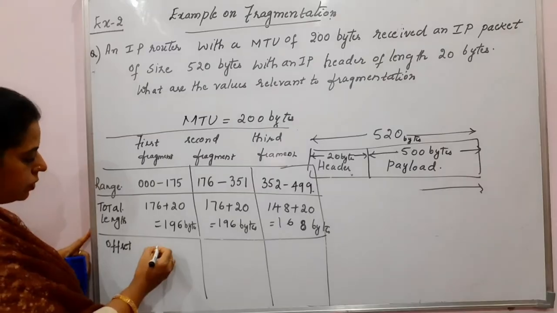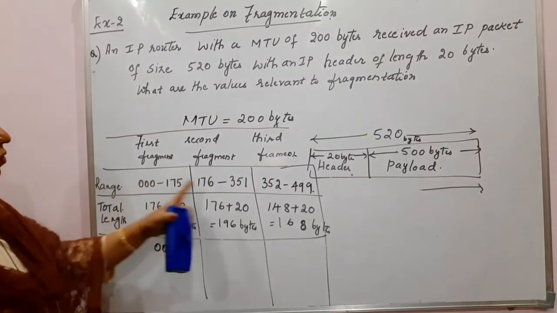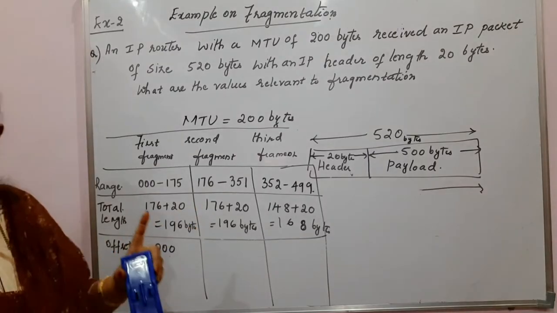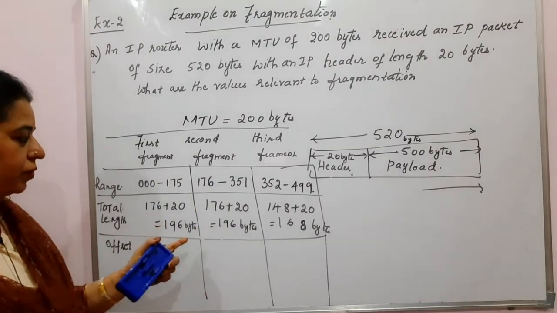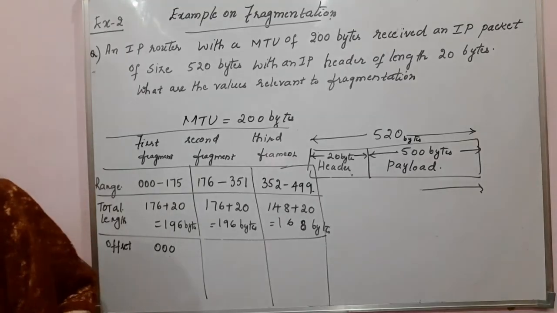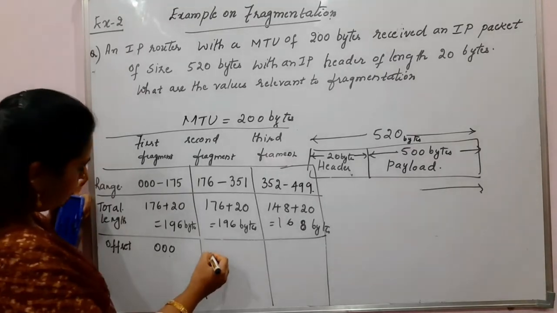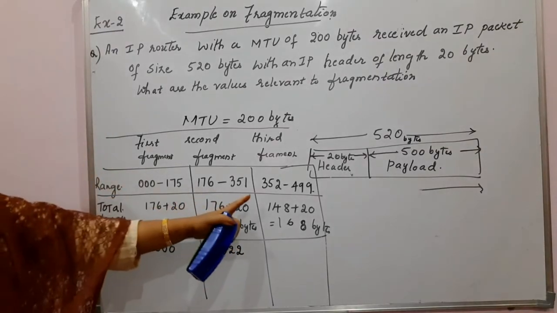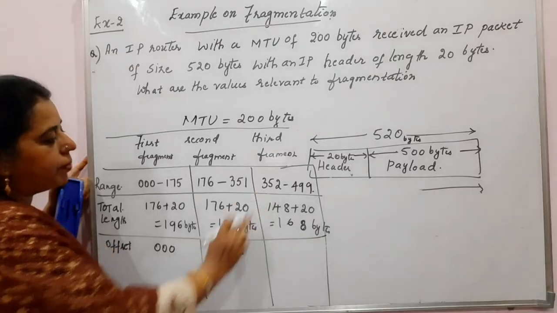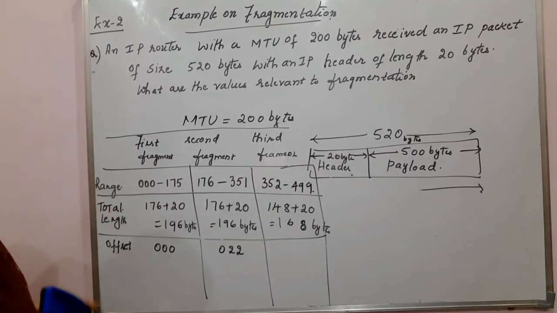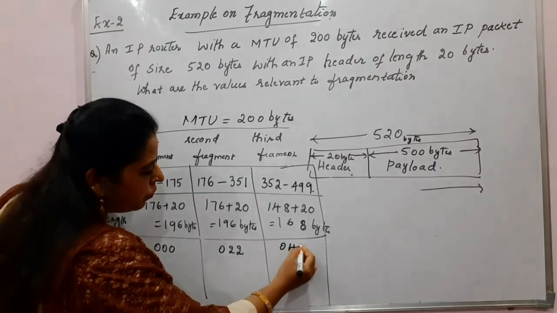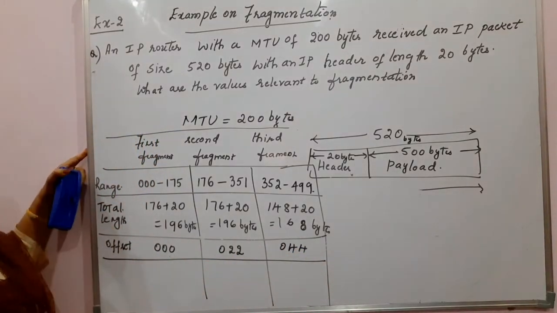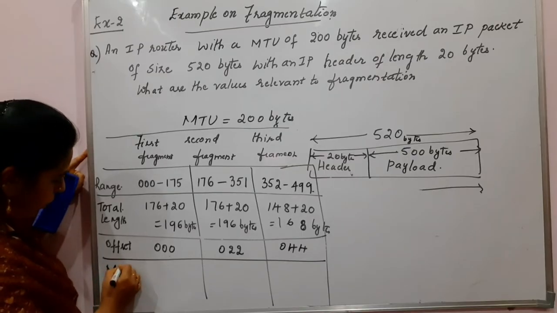So your first fragment starts with what? The position 0. The second fragment starts at position 176, because now you are writing the offset in terms of what? The unit of measurement for offset is 8 bytes. So divide this 176 by 8, you will get 22. And next, the third fragment, the starting byte number is 352. So divide that 352 by 8, you will get 44. The offset value is what? 44. And then don't forget to write the more fragment bit.